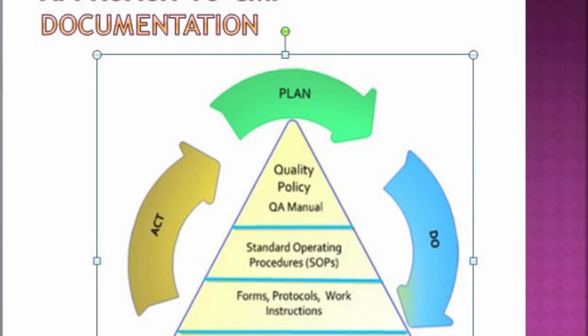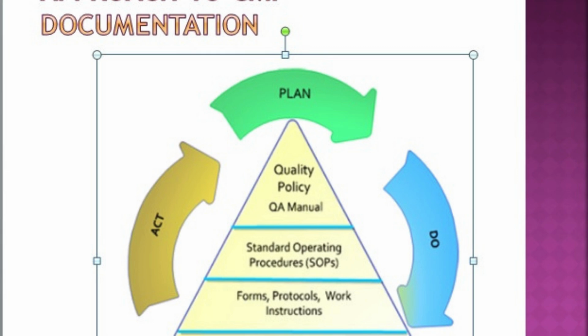Next comes the do phase. This includes the standard operating procedures, also called SOPs. SOPs provide step-by-step instructions to ensure that all tasks are performed consistently and in compliance with GMP standards. They are critical for training employees and maintaining quality across production.